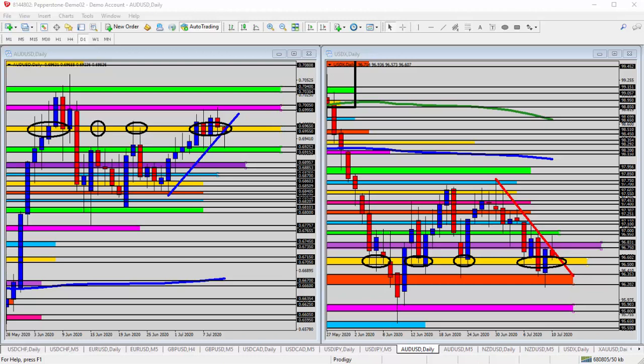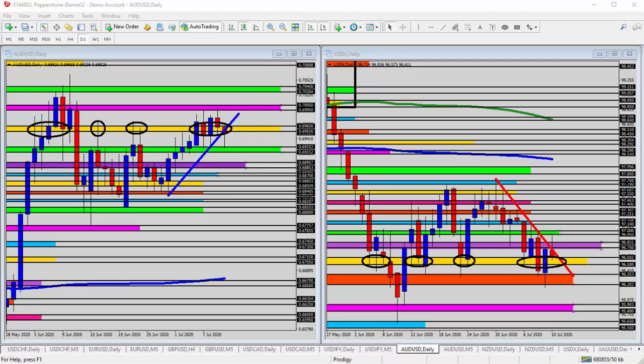I purposely have the Australian dollar on the left-hand side and the US dollar index on the right-hand side, so you can see how similar they are, yet opposite. If the US dollar is going down, then we typically see the Australian dollar going up, and vice versa. If the US dollar goes up, we typically see the Australian dollar go down. And you can see that pretty clearly in this vantage point.